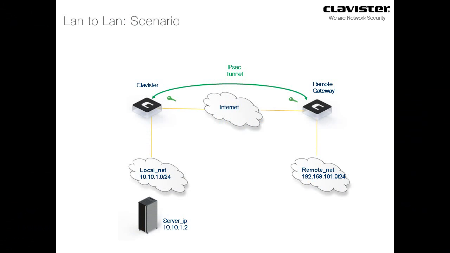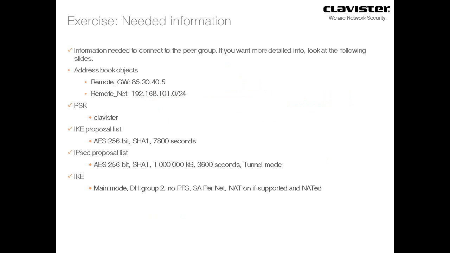Here is the scenario for this video. We have our Clavister on the left and the remote gateway to the right. We are going to set up a VPN tunnel, and you see the local net, remote net, and the server IP from which we will receive incoming HTTP traffic. This is all the needed information.